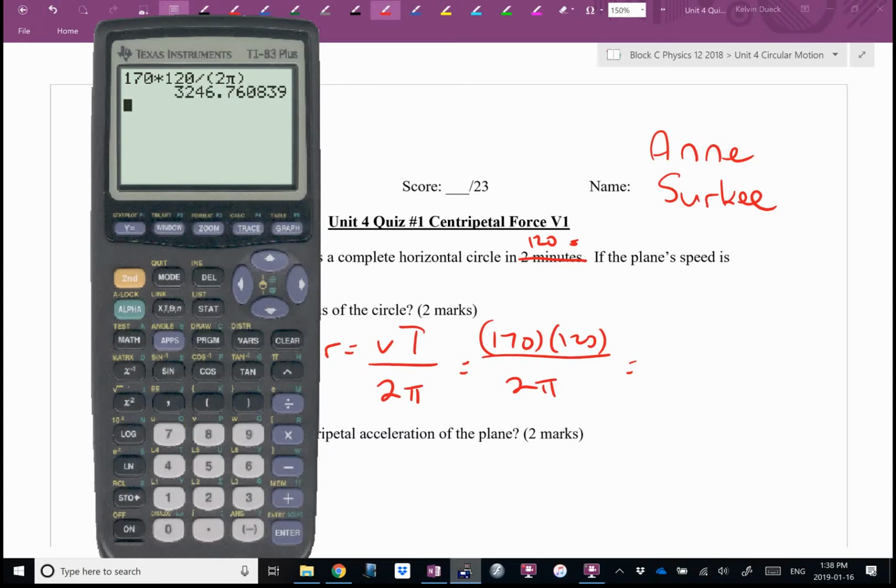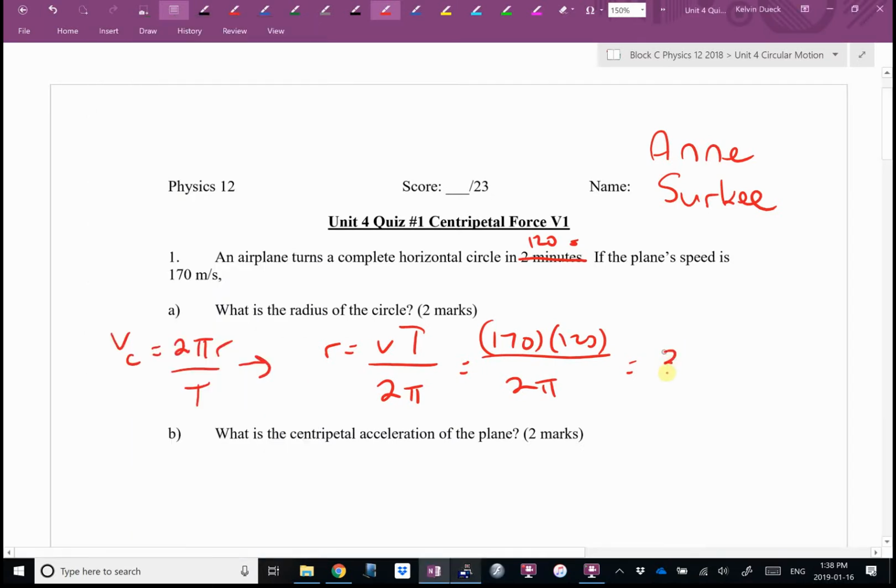3,250? And at first I was a bit worried because I said, wow, that's over 3 kilometers. But then I said, no, you know what? That's probably about right for an airplane banking around a corner. It probably does trace out a circle with a radius of a few kilometers. This is an airplane, not a little car going around a corner. So I'm okay with that.